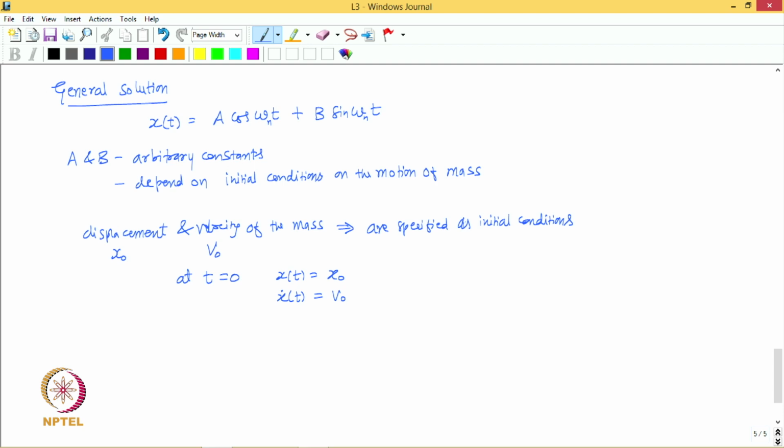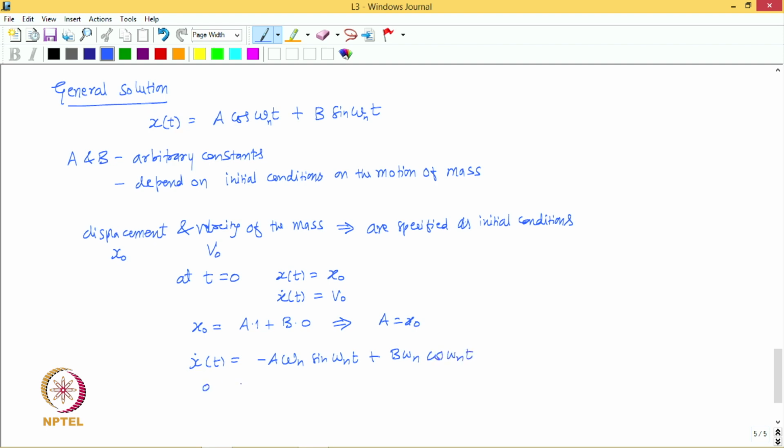Now we can use these 2 conditions to find a and b by substituting them in the equation. So we can say that x naught is equal to a plus 1 then b into 0. This leads to a is equal to x naught. Similarly, we can differentiate the displacement to obtain the velocity: A omega n sin omega n t plus B omega n cos omega n t.